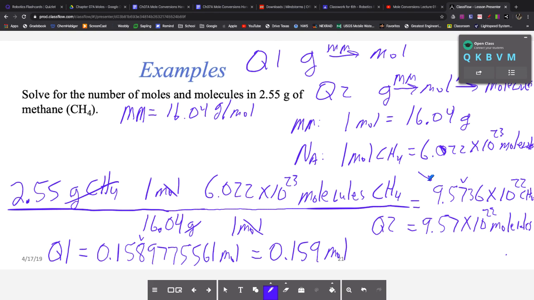So I count over 3 places. Rounding at the 7, the next number is a 3, so it rounds down, so we just chop it off. Remember, when you chop off, don't chop off the times 10 part. So then we end up with 9.57 times 10 to the 22nd molecules of CH4. So I have my moles and my molecules. I answered both questions using just one dimensional analysis line.